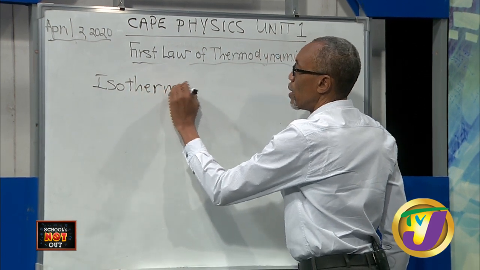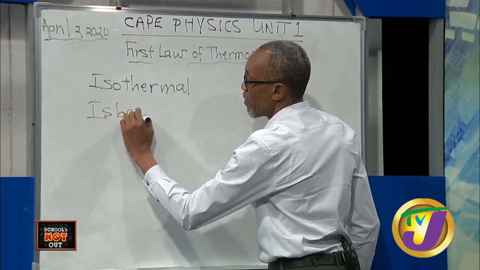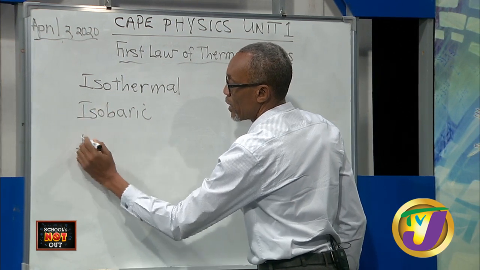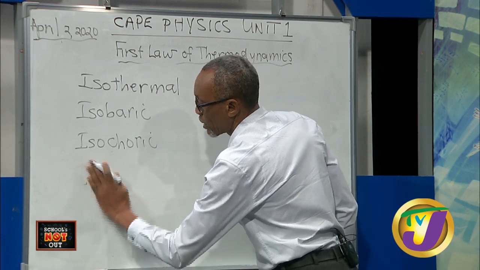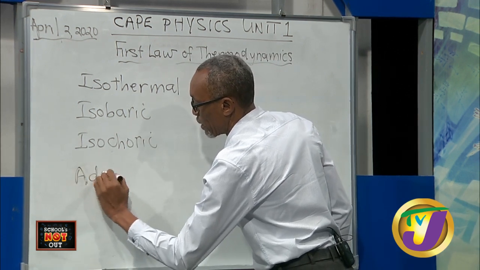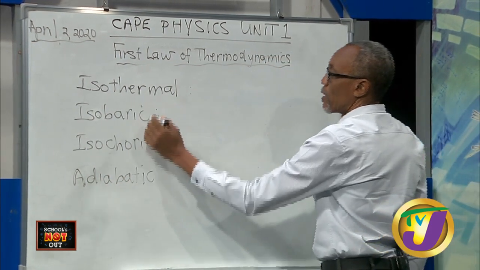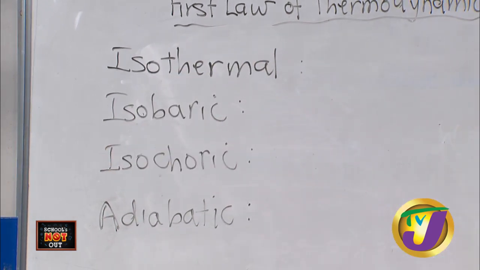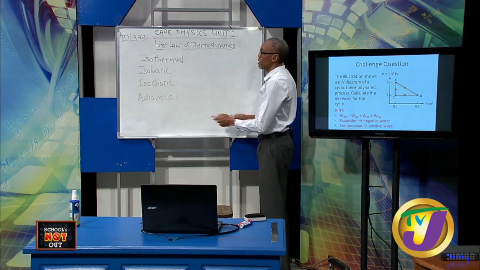All right, four different types of changes, and these are what I call isothermal, isobaric, isochoric, and adiabatic. Isothermal means same thermal, same temperature. So this is a thermodynamic process where the temperature doesn't change, right? So this is constant temperature change. Okay, this is an isothermal.